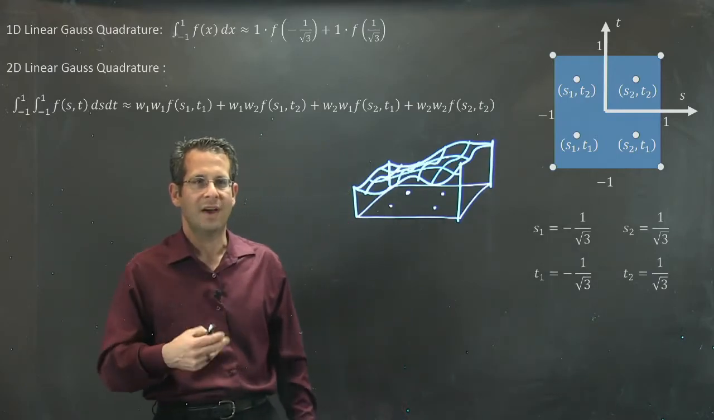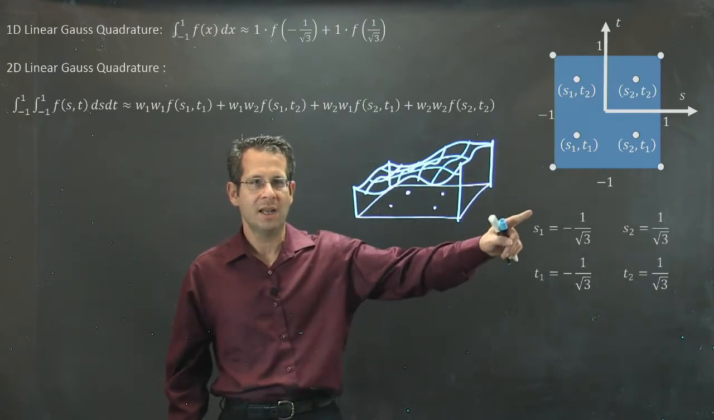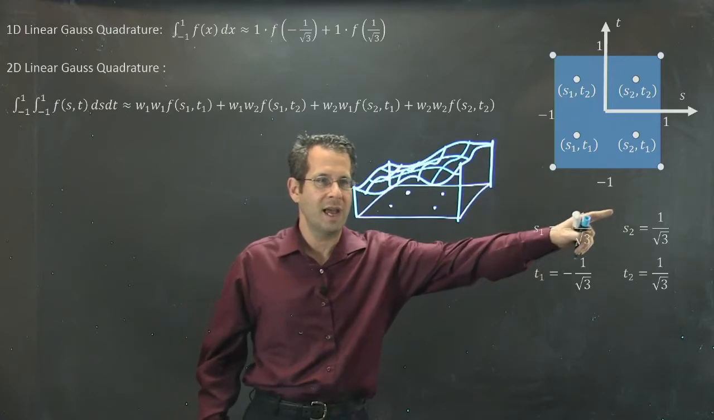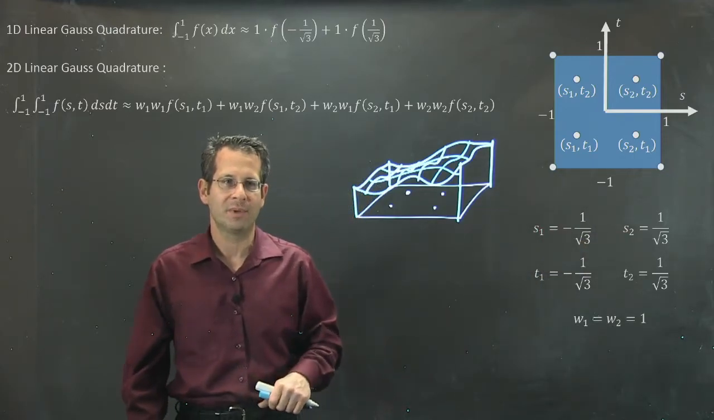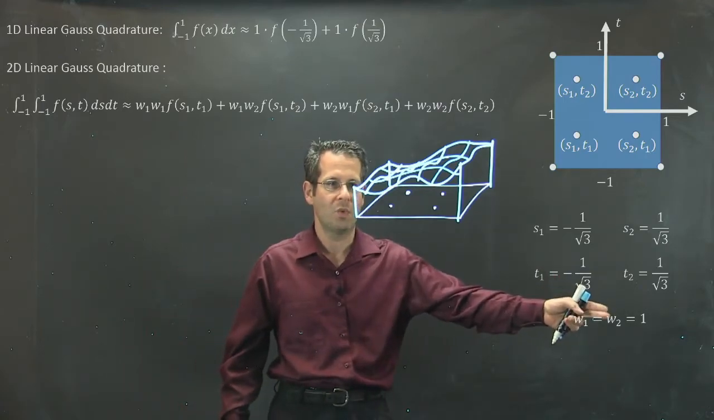It should not surprise you, because we're just extending what we've done in 1 dimension, that these values also turn out to be negative 1 over the square root of 3, and positive 1 over the square root of 3. And again, our weighting values simply both turn out to be the value 1.